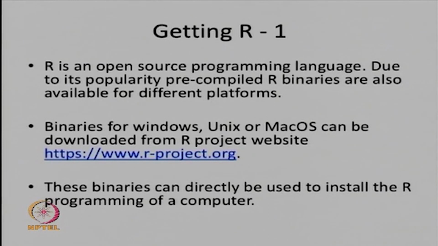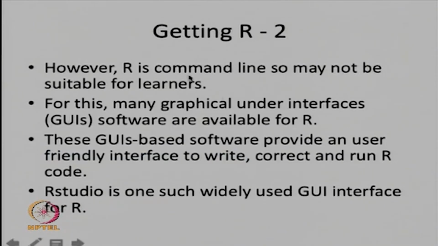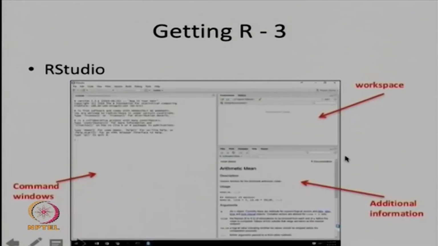You can download R from rproject.org, and depending on the operating system, whether Windows, Unix or Mac OS, you can download the appropriate file and install it. Because R is a command line interface, people have developed software based on R which have a GUI, and RStudio is one such. This is just a print screen of how RStudio looks. This is the command window where we type in numbers or whatever we need to do. This is the workspace which stores all the data that we generate, and here you are provided additional information on how to use it or what something means.